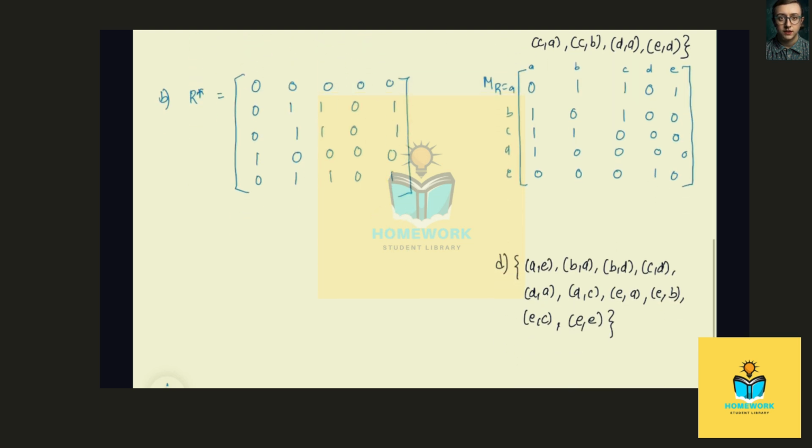Now again using the same algorithm as we have discussed earlier, we can find the transitive closure of C as 1 1 1 1 1. Okay, and the rest all the values are 1 in this case.